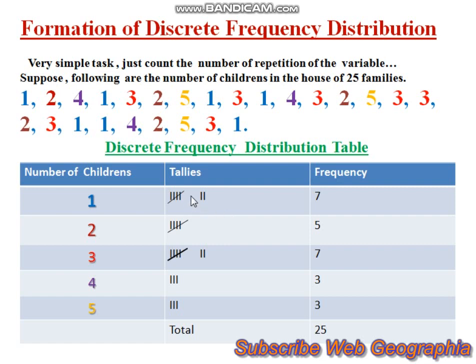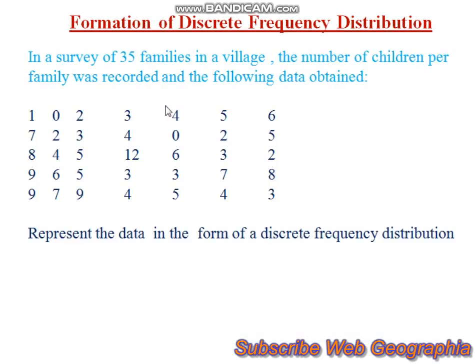So in this way we are using the tally mark, and using these tallies we can easily count the frequency number. This is a simple discrete frequency distribution table, and in this table you can easily find the frequency of discrete variables. Now I have given this question for your homework. On the basis of these variables you can prepare a frequency distribution table, that means a discrete frequency distribution table.